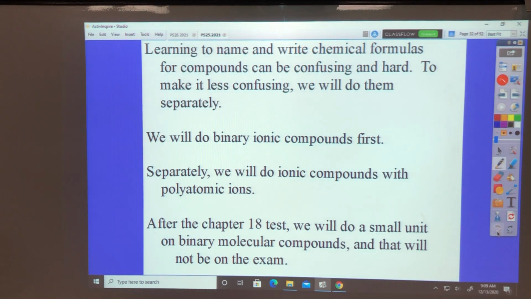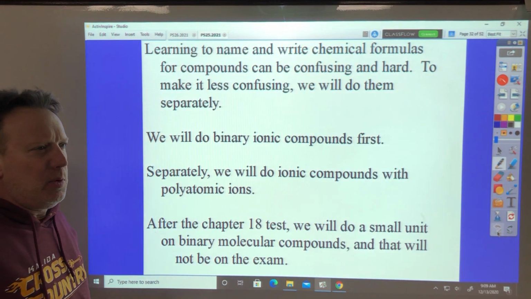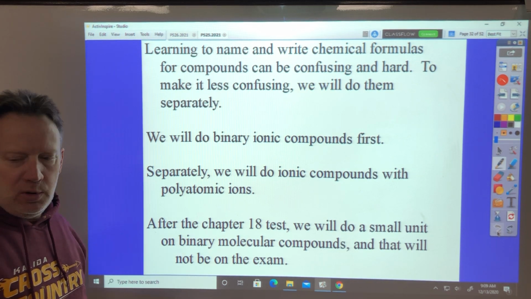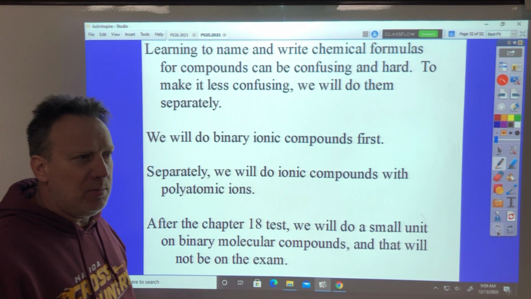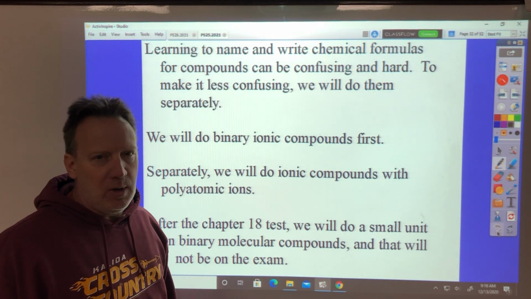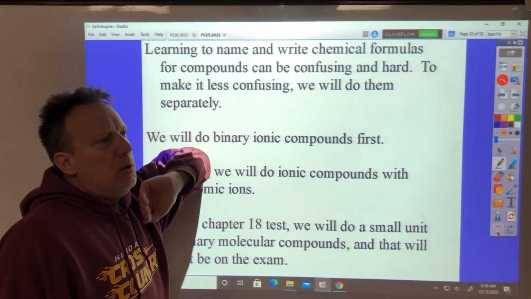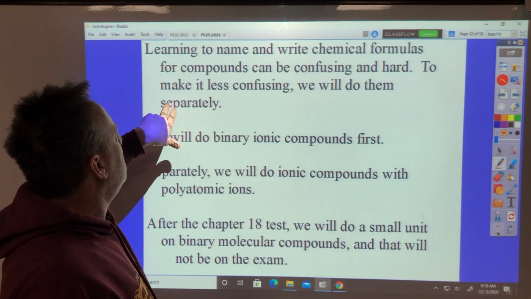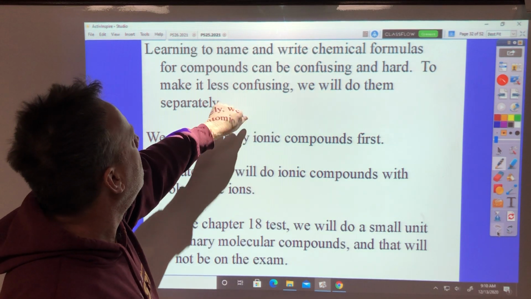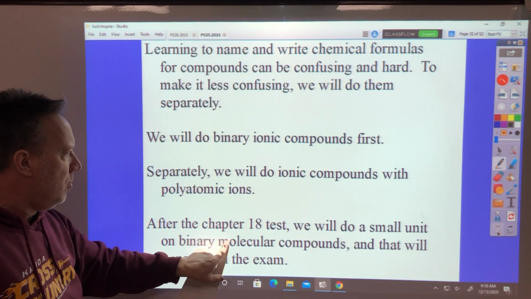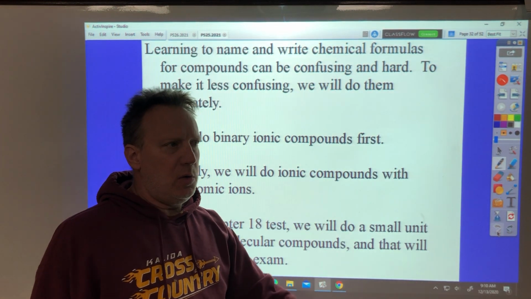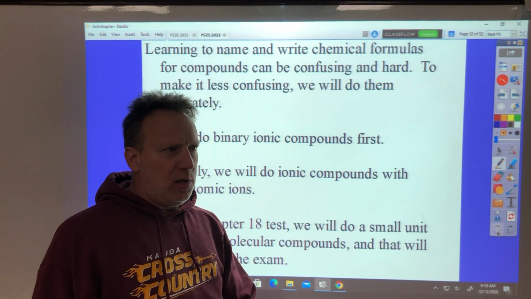And I made a little bit of a change from what I told you last week. This is only my second year through this book. This chapter is way too much jammed in it with far too few examples, probably to avoid a copyright infringement lawsuit. But I told you that we were not going to do binary molecular compounds. We're just going to do it outside of this test separately.